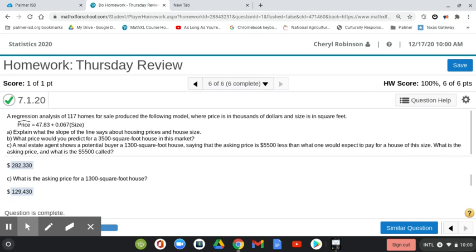And then the third one says a real estate agent shows a potential buyer a 1,300 square foot house. He's saying that the asking price is $5,500 less than one would expect to pay for a house this size. So since the residual is less than, that means you find the predicted amount and then subtract it. So you're going to plug in 1,300 into the equation, multiply that by 1,000, whatever you get, and then subtract the 5,500, and you should get the correct answer.